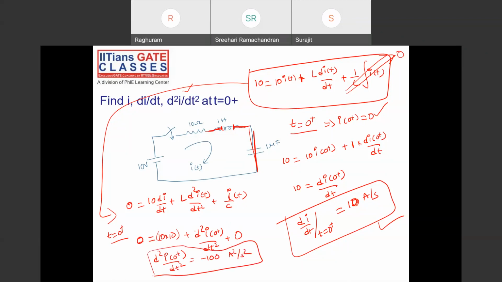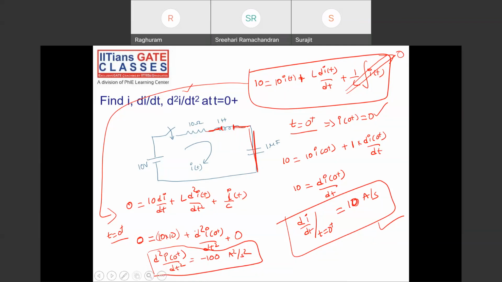So rate of change of current is like velocity, and there is also acceleration of current. This is how you can say: di by dt at t equal to 0 plus and d square I by dt square at t equal to 0 plus. Okay, you understood the concept behind this. There won't be current at t equal to 0 plus, but there will be change of current at 0 plus.